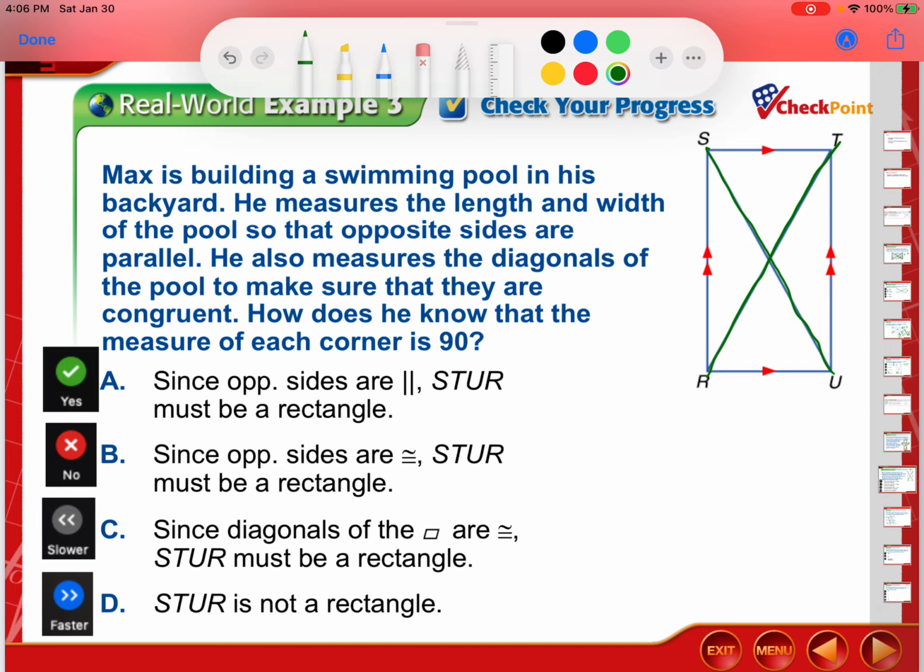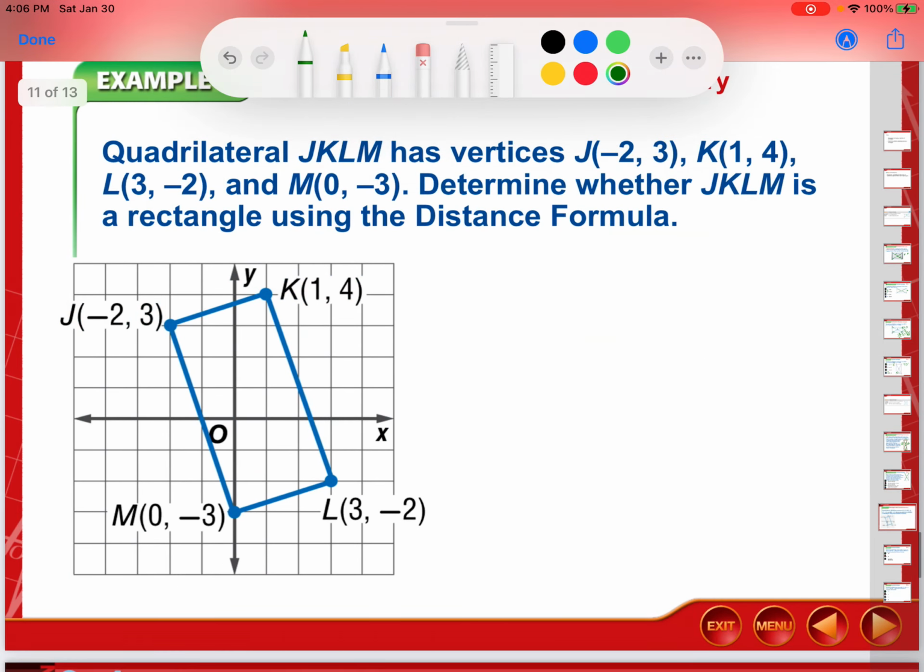Since opposite sides are parallel, since opposite sides are congruent, STUR must be a rectangle. Since diagonals of the parallelogram are congruent, STUR must be a rectangle. Delightful. See? All right, so now we're getting into another graphing problem.